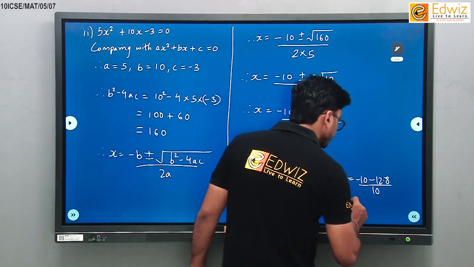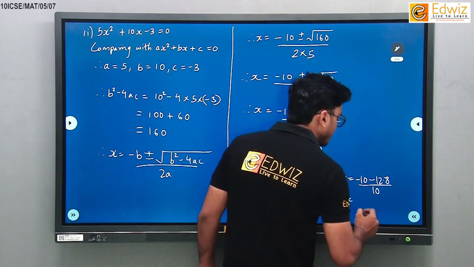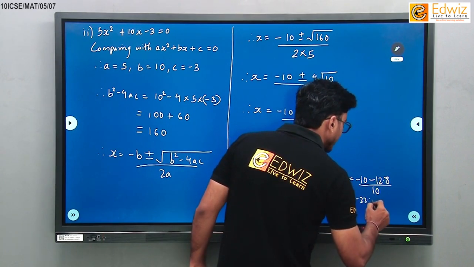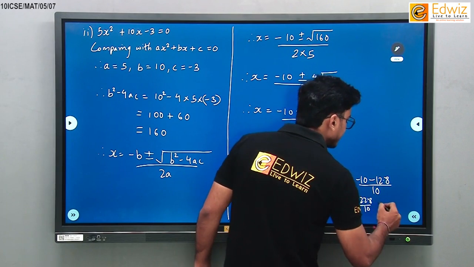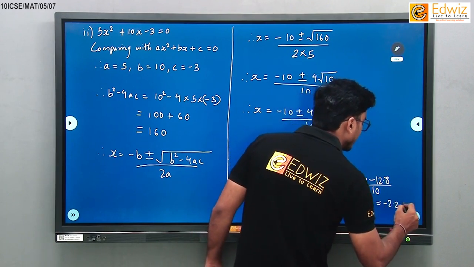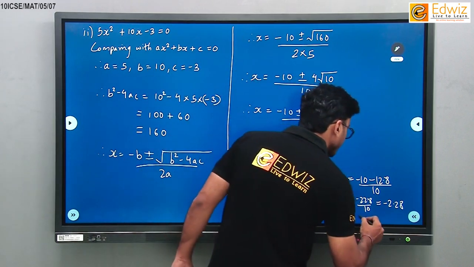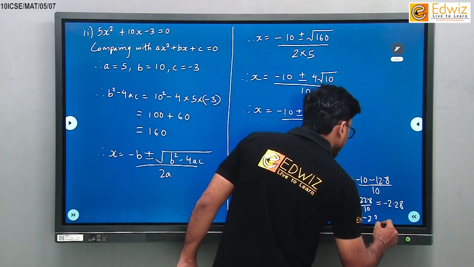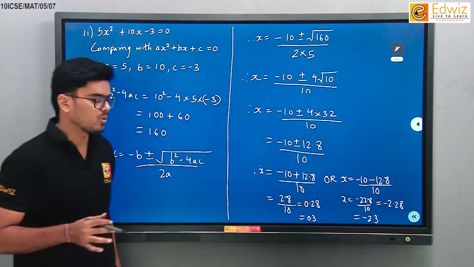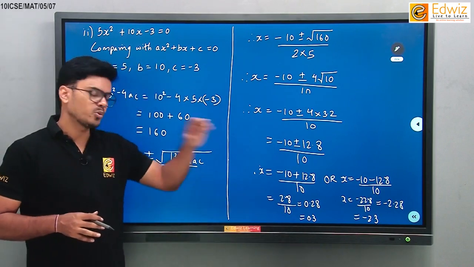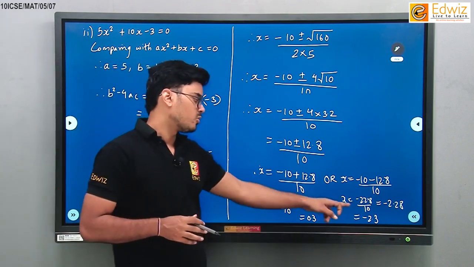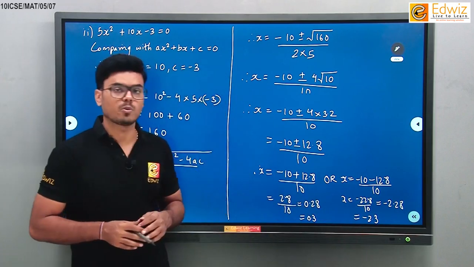Second case, minus 10 minus 12.8 is minus 22.8 divided by 10. In this case, you will get minus 2.28. But once again, we will round it off to minus 2.3 because we need only one decimal place. Correct, to only one decimal place. So these are the two solutions of x here, minus 2.3 and positive 0.3.